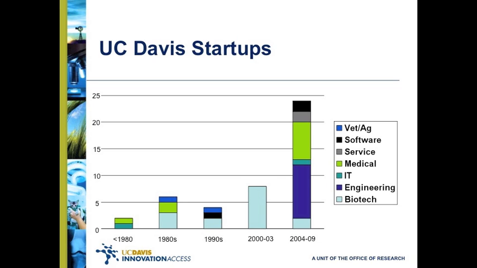As you can see, the university, because of its broad-based areas of invention and discipline, has resulted in a wide variety of types of companies, whether they're veterinary or agriculture, software, service companies, medically related companies, IT, engineering, and biotech.